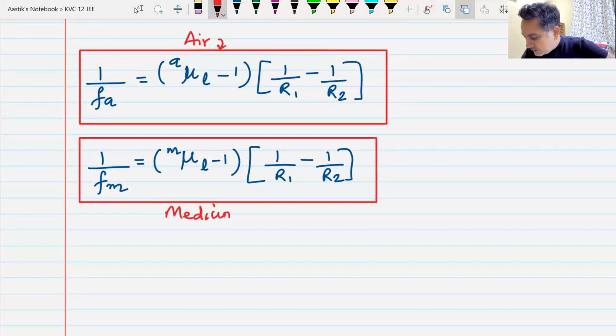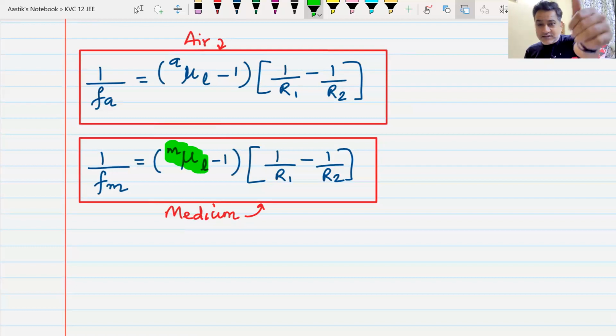This is the focal length of the lens in a medium, and we can see it depends on a very important factor, and that important factor is the refractive index of the lens with respect to the medium. Do we understand this? And therefore, if I change the medium in which the lens is kept, we can have a different type of lens in the medium as compared to air. So a convex may become concave, a concave may become convex. Do we understand this? Yes or no?